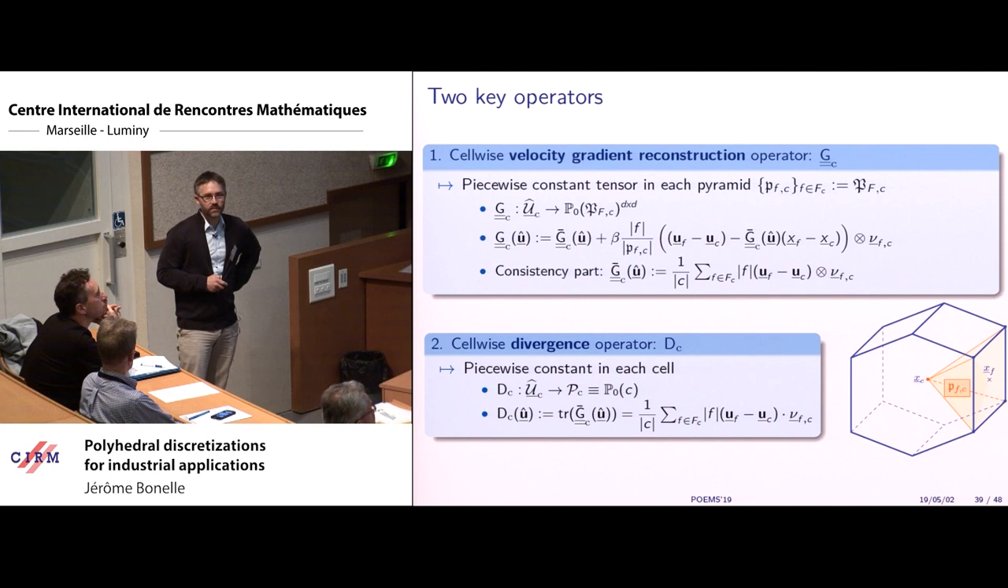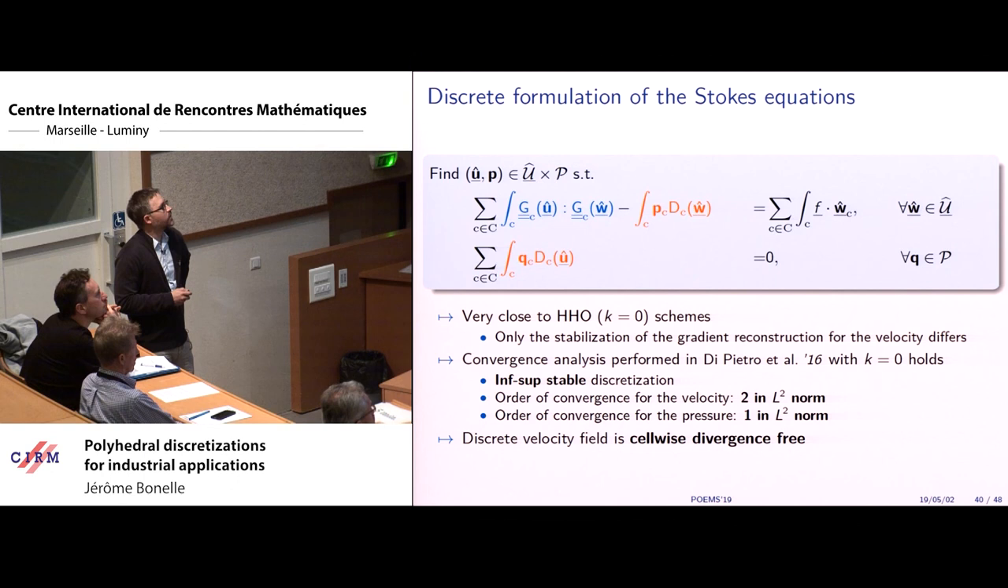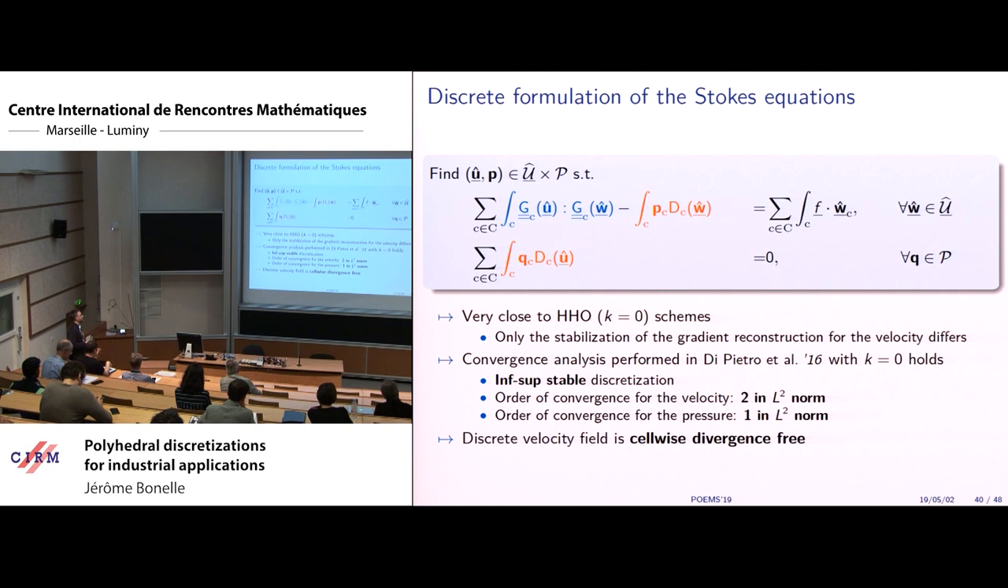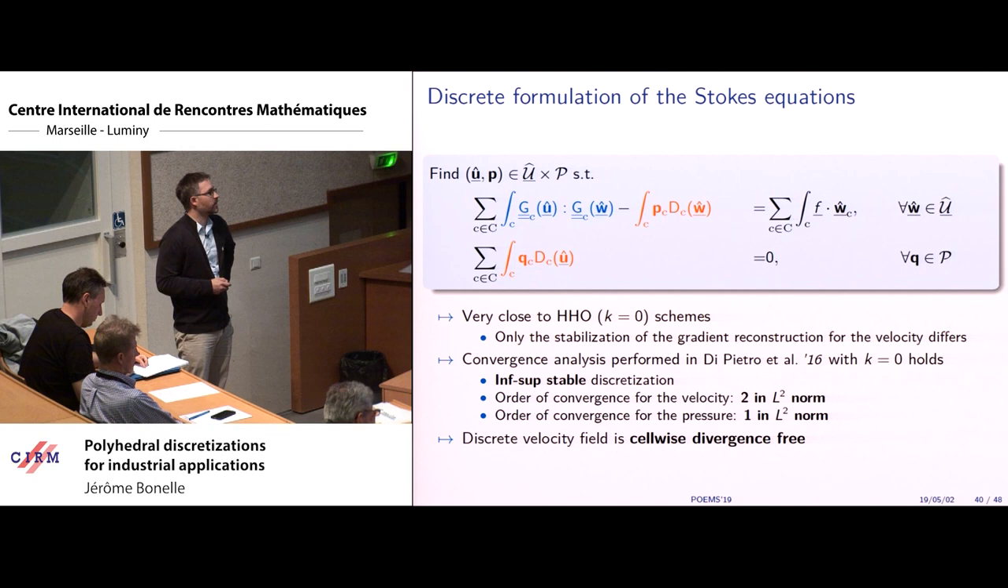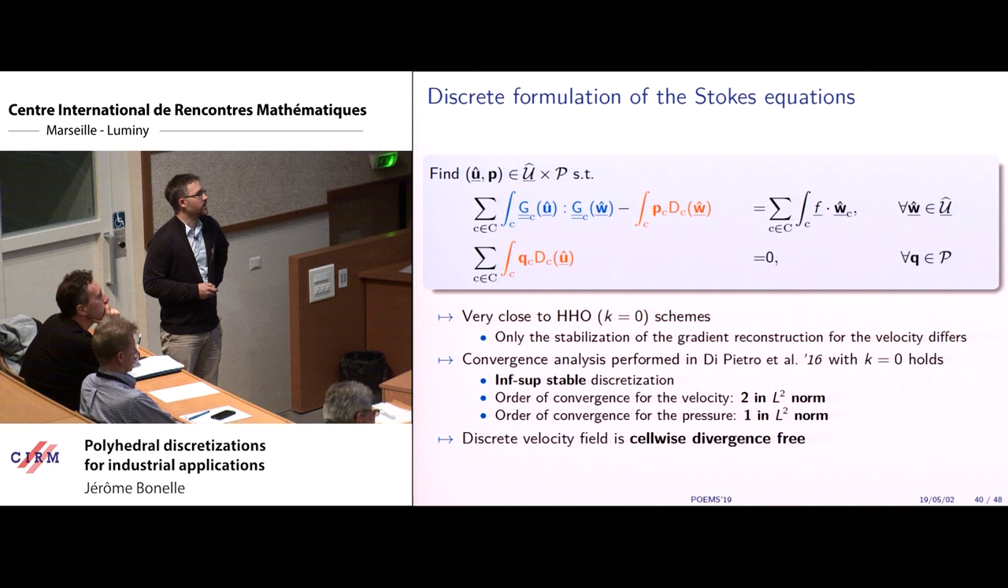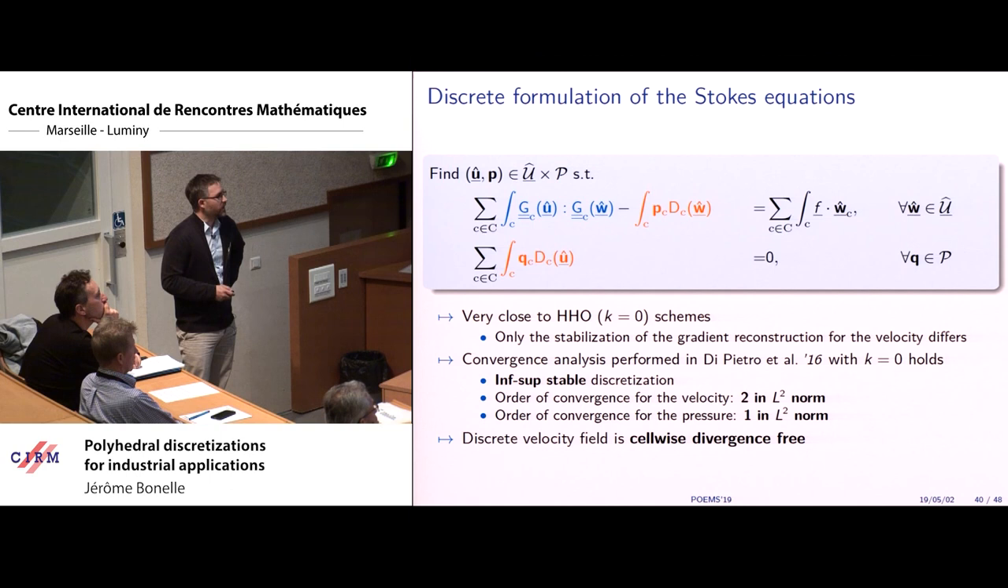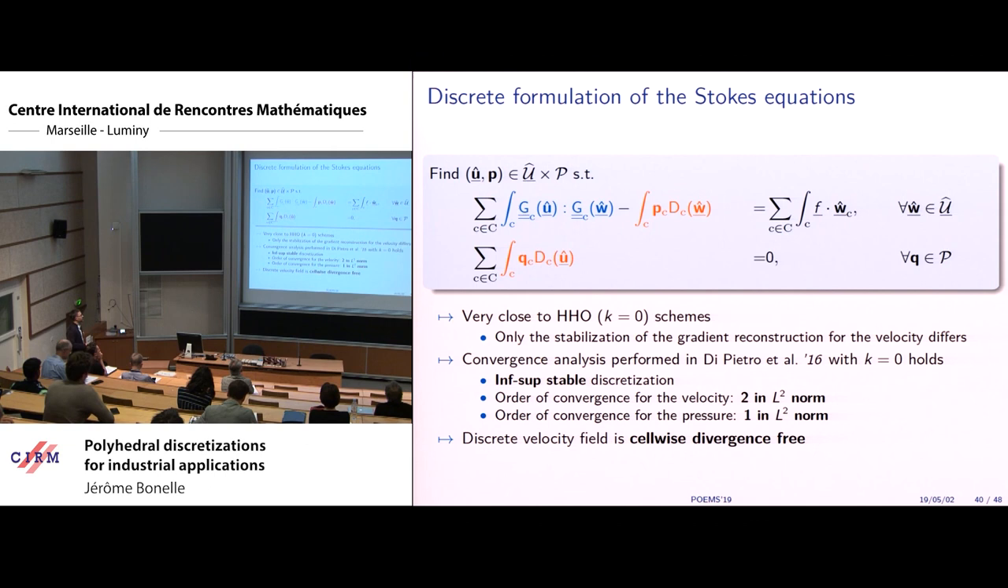So here is a discrete variational formulation of the scheme. And in fact, this is very close to HHO with k equals zero. Only the stabilization is a bit different. This is more a SUSHI-like way of reconstructing the gradient. We have as a convergence result that this is a stable discretization with order 2 for the velocity in L2 norm and order 1 in L2 norm for the pressure. And we also have as a result that the discrete velocity field is cell-wise divergence free.